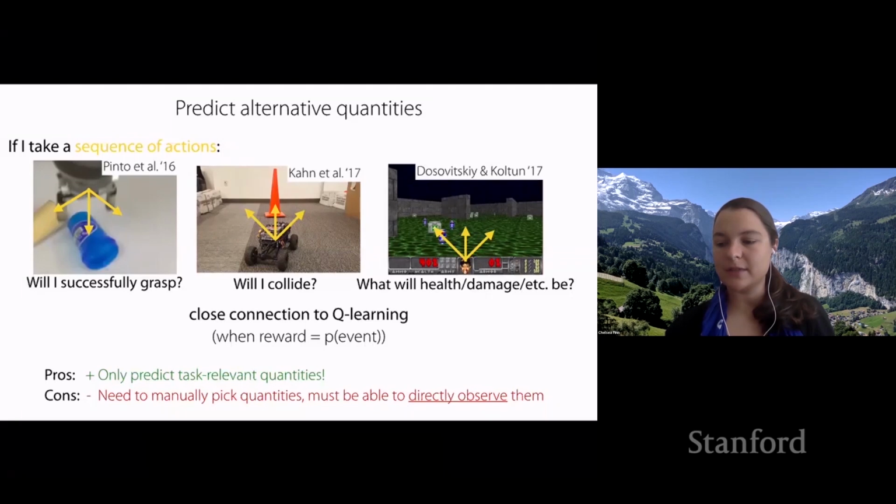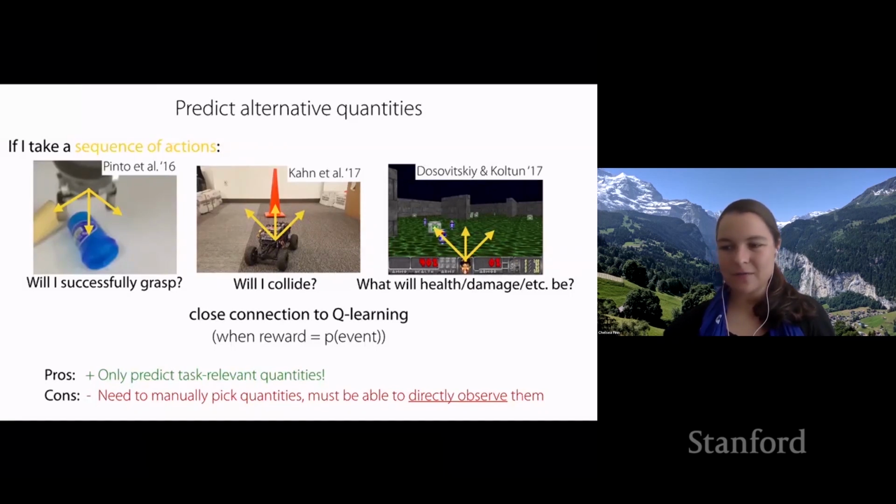Once you learn a model like this, it's actually quite simple to perform the task. For grasping, for example, if you have something that tells you, given a sequence of actions, whether or not you'll successfully grasp, then you can optimize over a set of actions that lead to successful grasping. Okay, so those are the three core approaches for model-based reinforcement learning when you have high-dimensional observations.